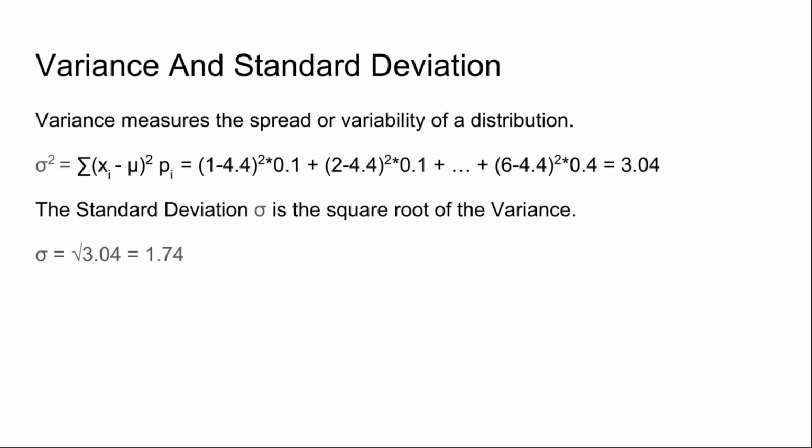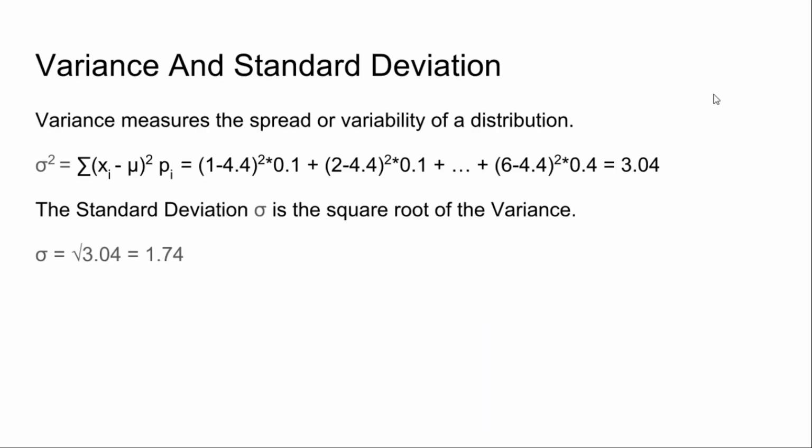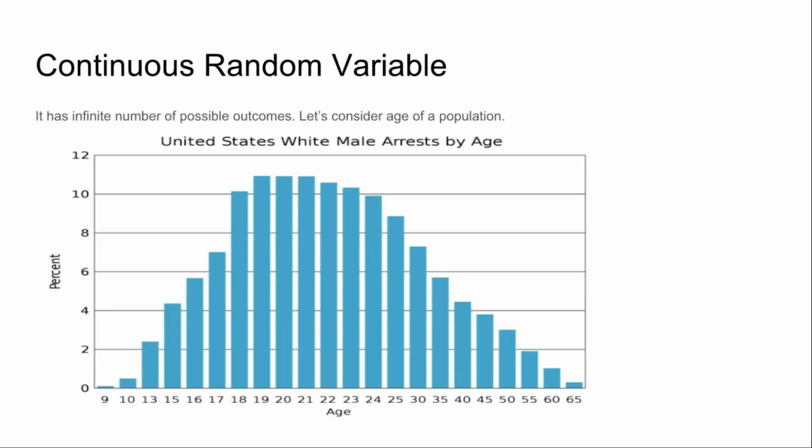Variance measures the spread and variability of a distribution, and it is calculated as the summation of xi minus mu, squared, times pi. If we calculate for our distribution, it is 3.04. The standard deviation sigma is the square root of the variance, so it is 1.74.